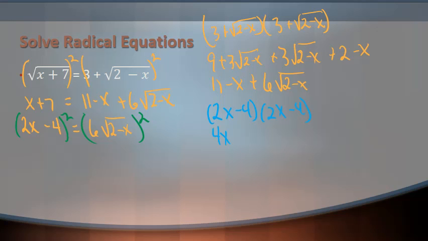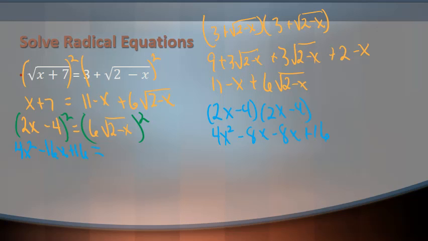Alright, so that's 4x squared minus 8x minus 8x plus 16. Alright, so we got 4x squared minus 16x plus 16.